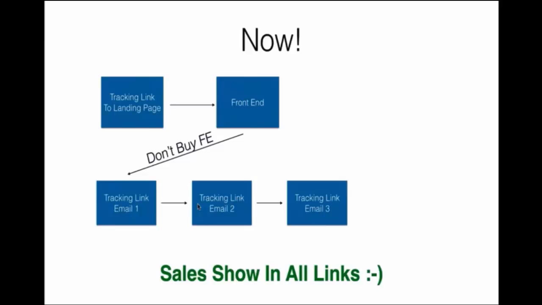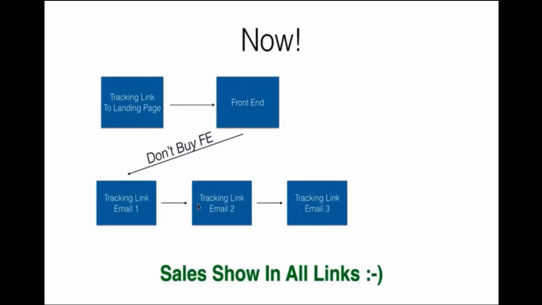Now, just to cover quickly how the system was configured previously, let's say you have a tracking link that goes to a landing page, and then when people opt in, they get redirected to your front end offer. And then if they don't buy your front end offer, you go ahead and send them to an email follow-up series in which you have 3 emails. All right, so we're going to pretend that this is your funnel.